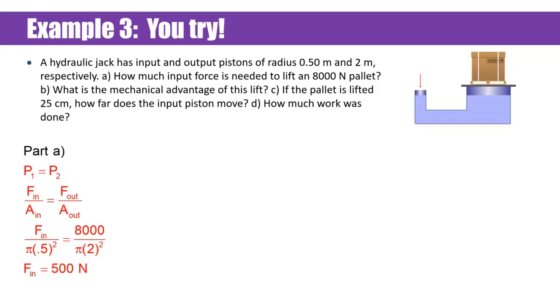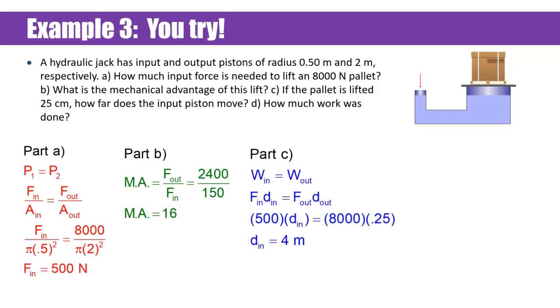What is the mechanical advantage? I used the ratio of forces, and that is 16. If the pallet is lifted 25 centimeters, how far does the input piston move? Again, I can look at that in terms of work or volume, and I chose work, 4 meters.